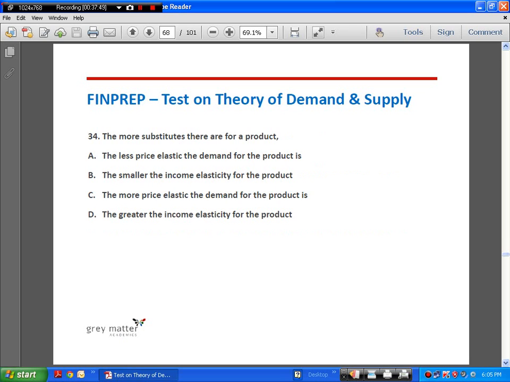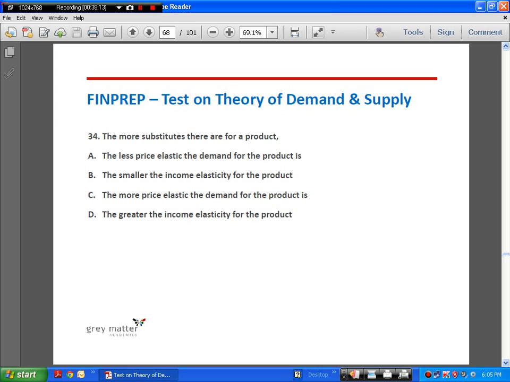34th question. The more substitutes there are for a product, the less price elastic the demand for the product is. The smaller the income elasticity for the product, the more price elastic the demand for the product is, the greater the income elasticity for the good.